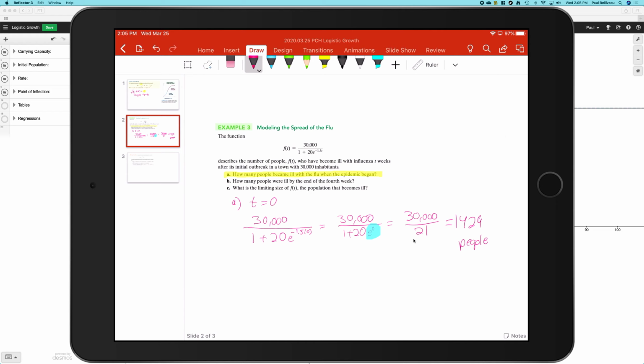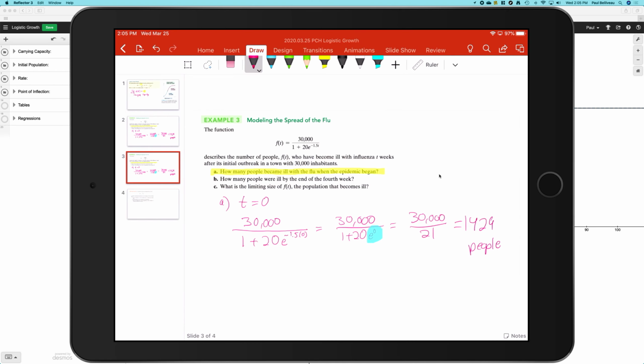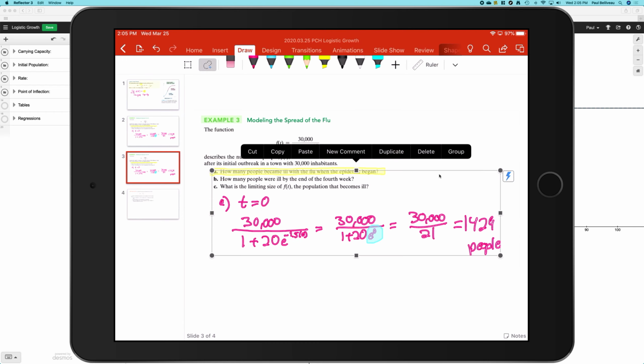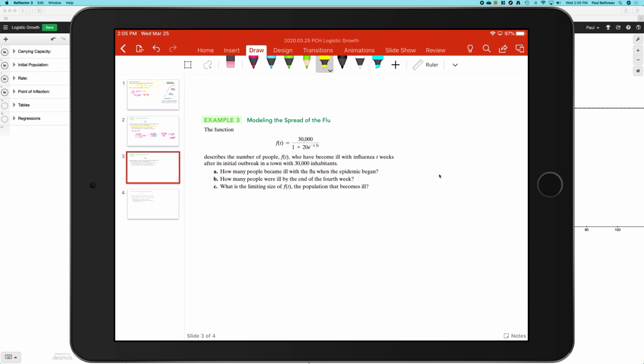Okay, so if you're wondering what happens at the beginning of a logistic growth situation, you plug 0 in for t, work out that math. Next part of the problem isn't that different. How many people were ill by the end of the 4th week? Well, at the end of the 4th week, time describes the weeks, so all we do is plug 4 in for t.